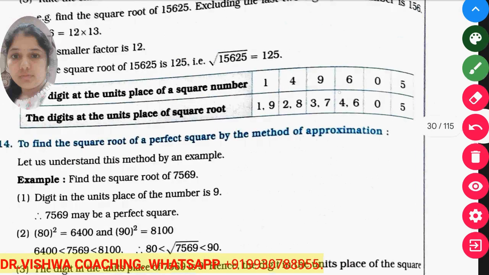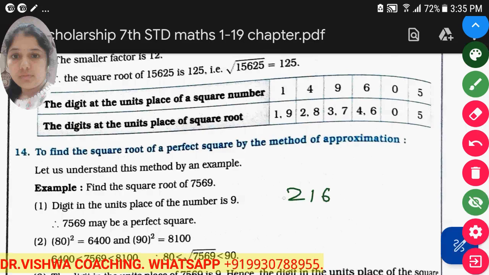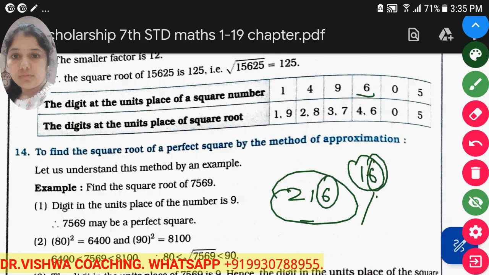Okay. If 6 is at the unit place, it may be 4 or 6, and for 0 and 5 it is 0 and 5. You just keep this in mind. For example, 216. Whose square is it? 16, na? 16 square it is. Okay. So see, 6 is at the unit place and 6 is at the unit place. 36, 6 is at the unit place. It is the square of 6.